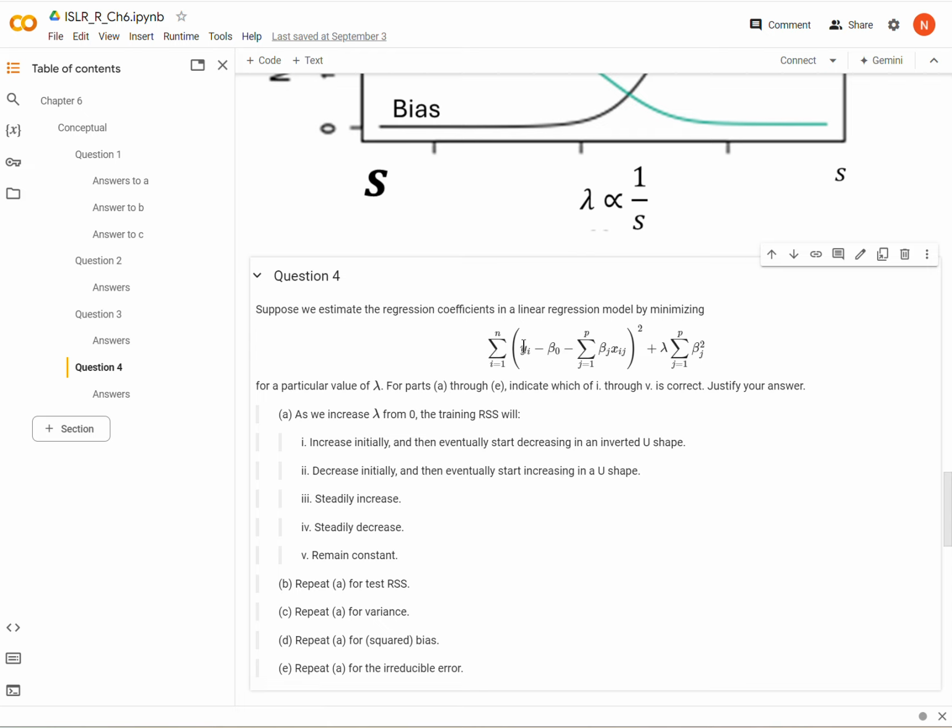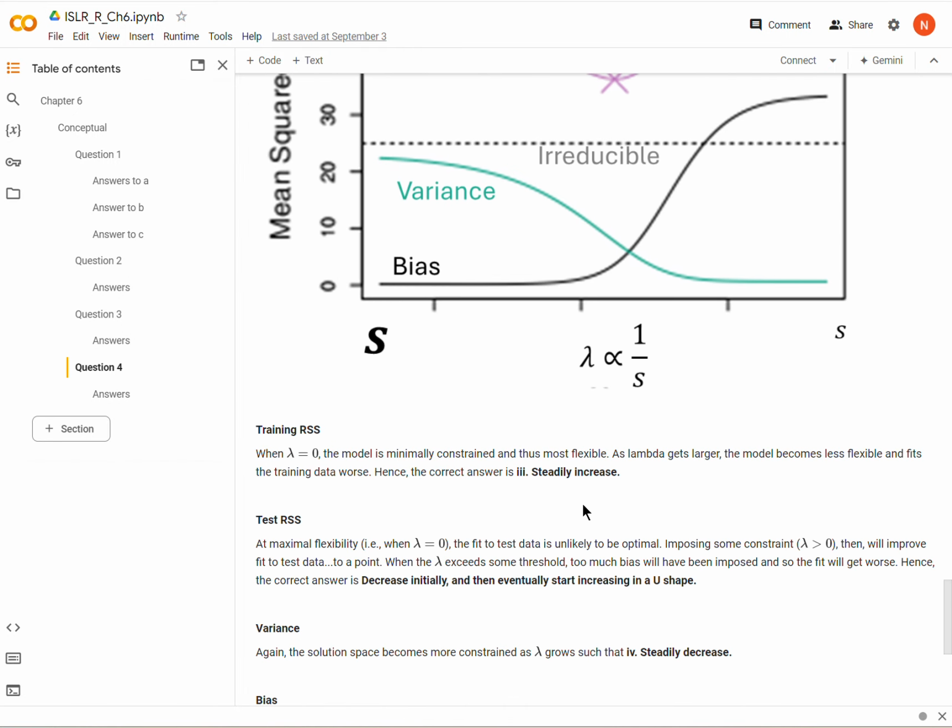Okay, it is just simply the normal least squares criterion. As lambda gets bigger, we are imposing a larger and larger penalty. In other words, we're making it more and more constrained. So what is going to fit the training data the best? The least constrained model is going to fit the training data the best. So as lambda gets bigger, the error should steadily increase, right? Because we're fitting it worse and worse as lambda gets bigger. So that's for training residual sum of squares.